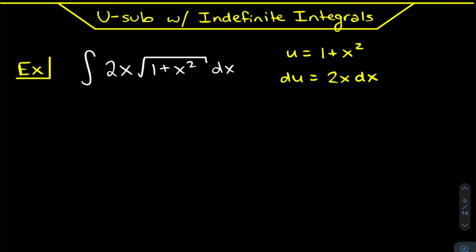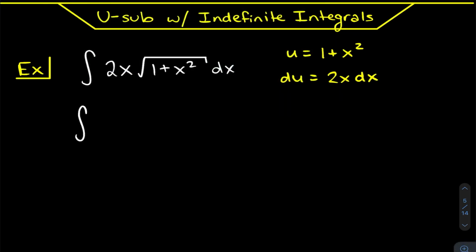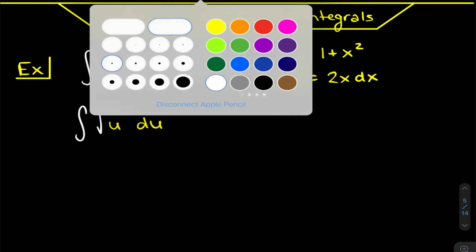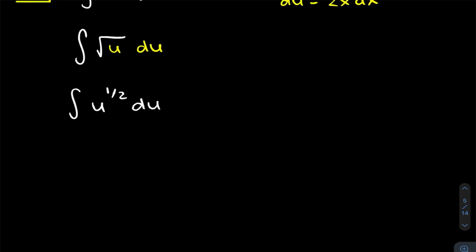And now you can make those substitutions. You get the integral of the square root of, instead of 1 plus x squared, it's now u. And then we have the 2x dx, that becomes du. And so, to take this integral, it's the integral of u to the 1/2 du, right? That's what a square root is. It's 1/2, right? And so reverse power rule again.